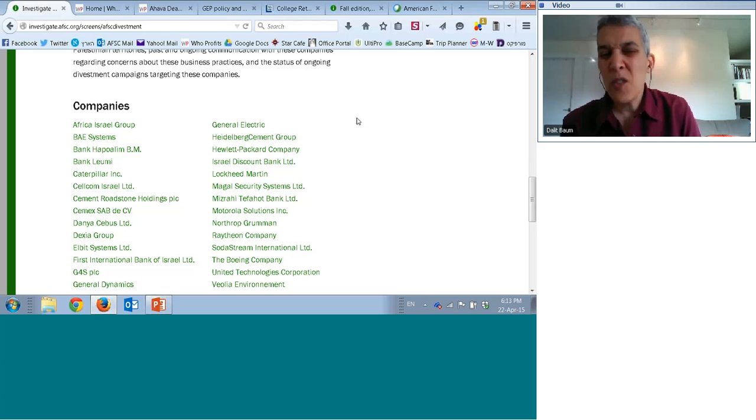These are companies that usually American investors are not invested in. It's very rare for them to be invested in the Israeli stock exchange. So they're not very relevant to campaigns here in the US. They are just important because they are important companies.